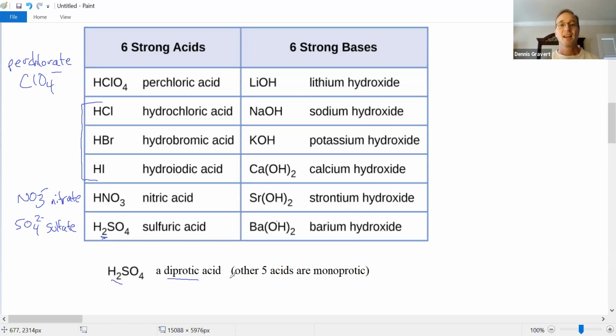H2SO4, cool. And then what are you going to call the other 5? Well, they all donate 1. Mono is the prefix for 1. So monoprotic acids for the other ones.